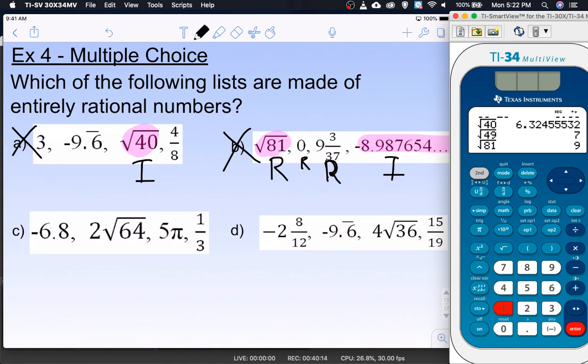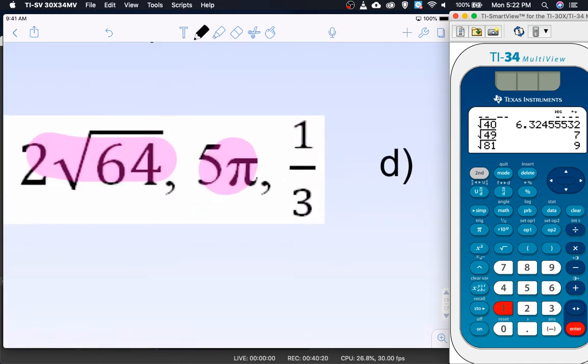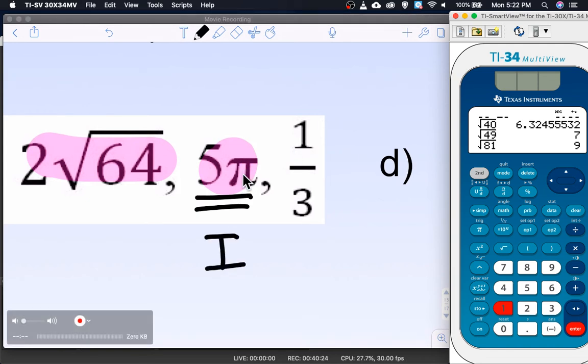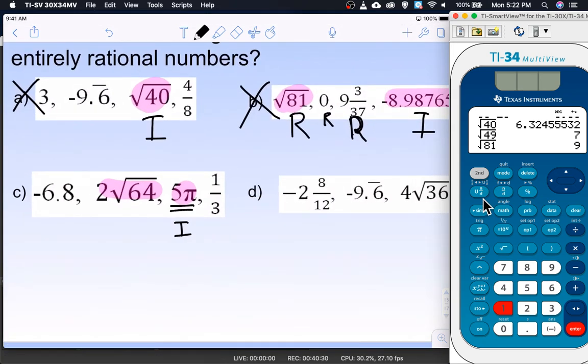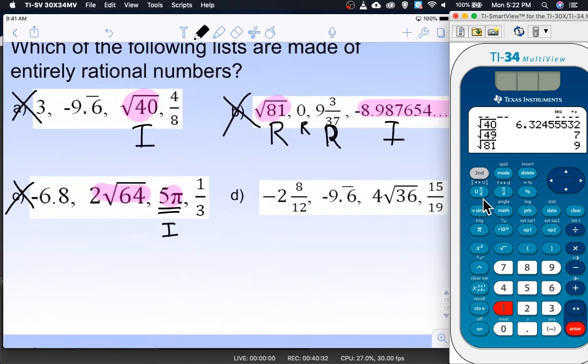Letter C, things that stick out of my brain, at least things that check. I've got a 5 pi and I've got this thing. Now, we've done quite a bit of talks on stuff like this. This is going to be irrational because, again, pi is irrational. If I multiply that by 5, it's just 5 times bigger, irrational. Which means it pretty much has to be letter D, or none of them are. So, do any of those stick out in your head as being a little weird?